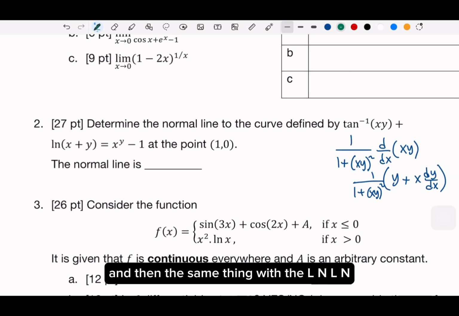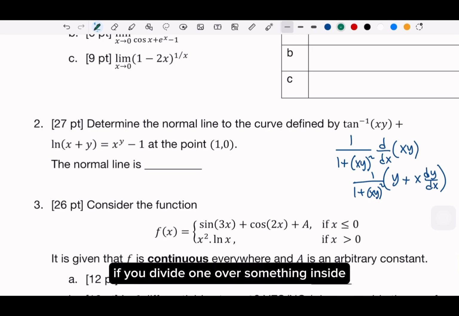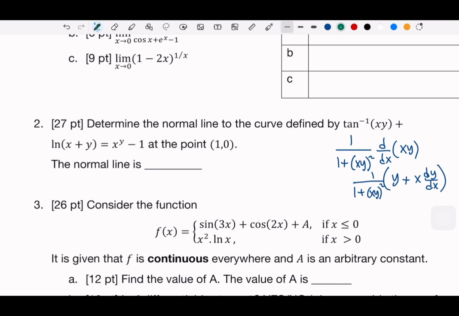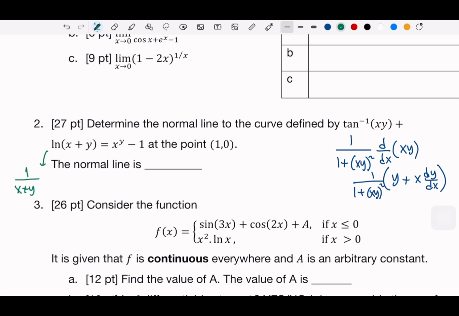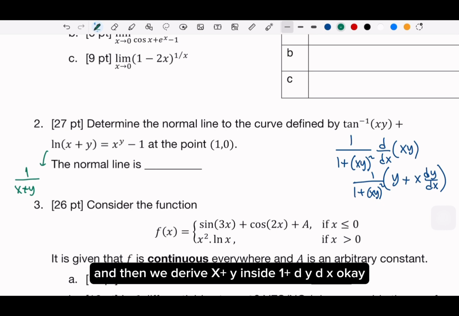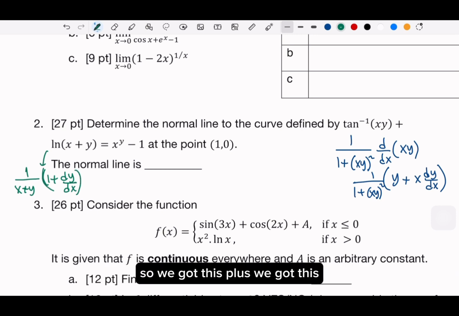And then the same thing with the ln. In ln, you have a function inside. This will turn out to be 1 over the something inside, and inside can be anything. So you first write that, and then multiply by the chain rule. So this will be 1 over x plus y, and then we differentiate x plus y inside: 1 plus dy/dx. So we got this, plus we got this, and the rest is this one.